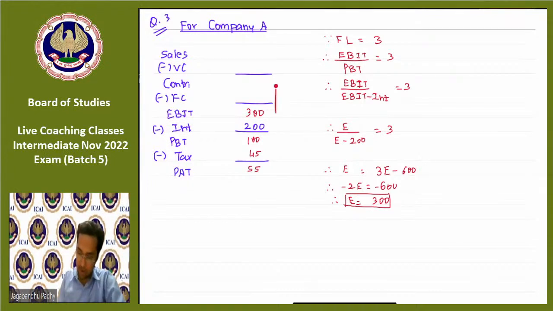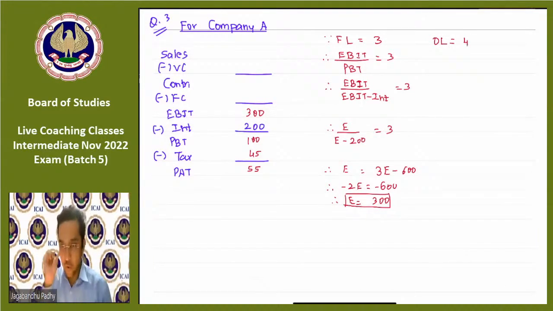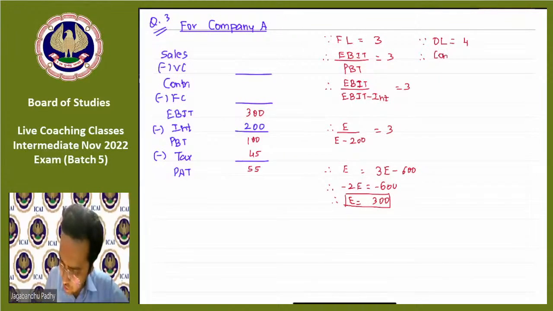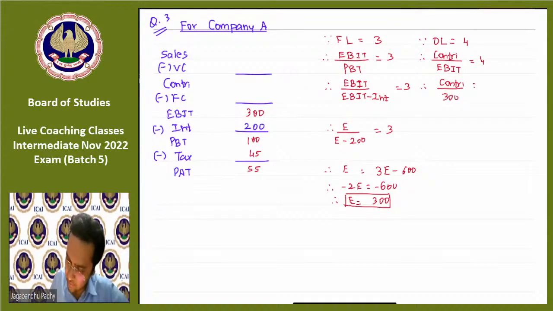Now to go up from EBIT onwards, from EBIT till sales figure, we'll have to take help of operating leverage. Since the operating leverage is 4, we can say as per the formula, operating leverage is what? Contribution upon EBIT is 4. Therefore, contribution upon, we know EBIT is 300. That's equal to 4. And therefore, we can get the contribution as 1200.